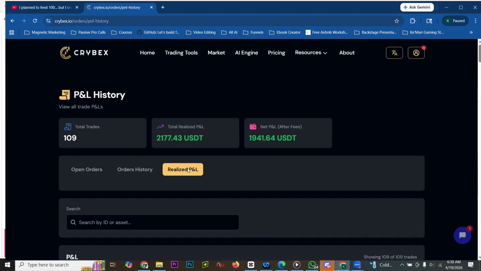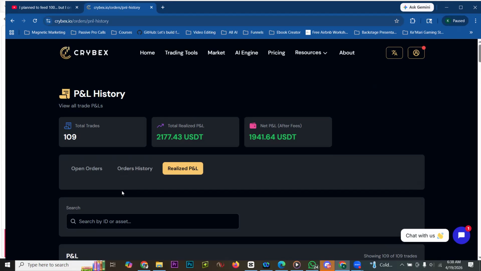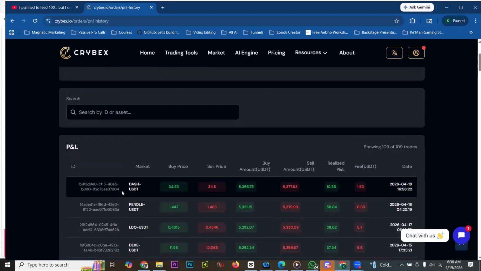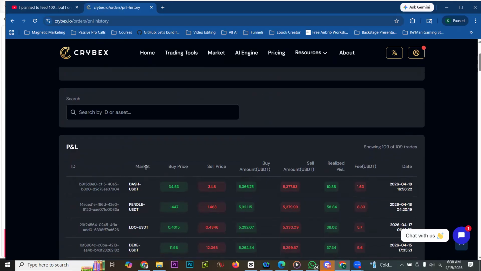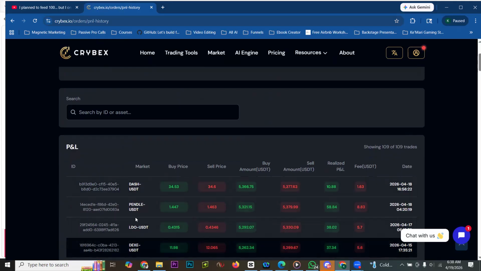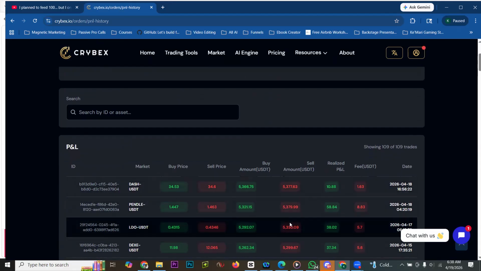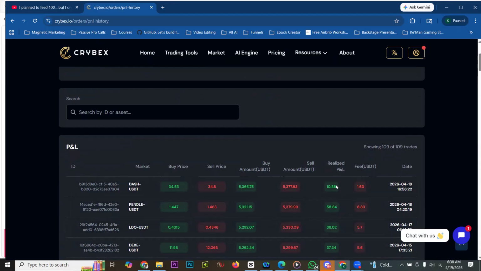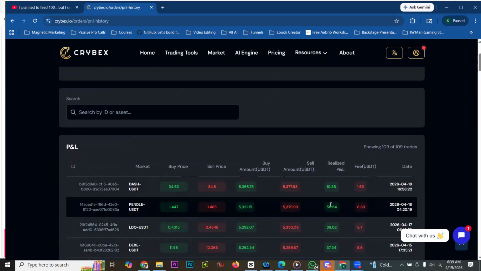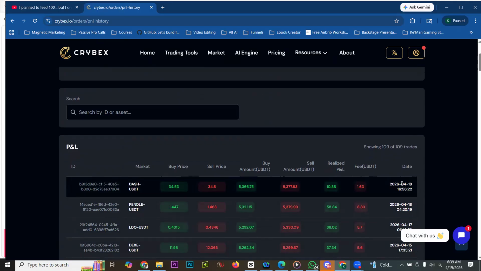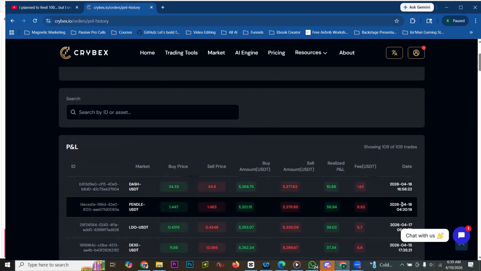And then you got your realized P&L. This is what I love about it. Everything's transparent. Here's the market, aka the coin that is trading. The buy price, sell price, buy amount, sell amount, the realized P&L. So if you won or lost, this is where you will look. And then of course, how much did it cost to get into that trade? That's the fee. And of course, you got the date that the trade was taken. So yesterday it took two trades, won them both.